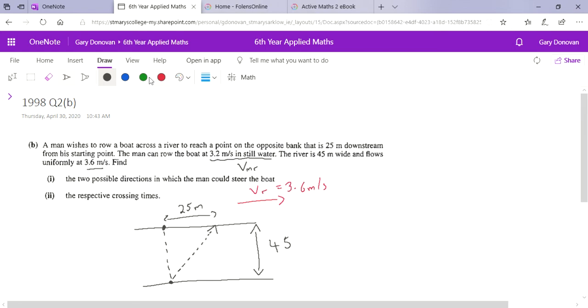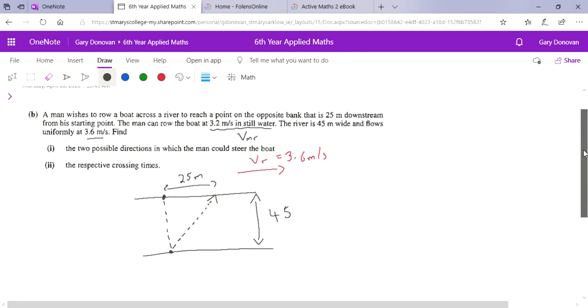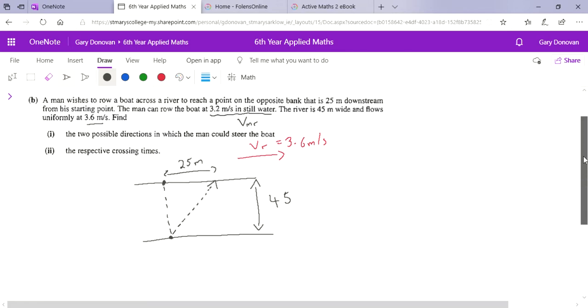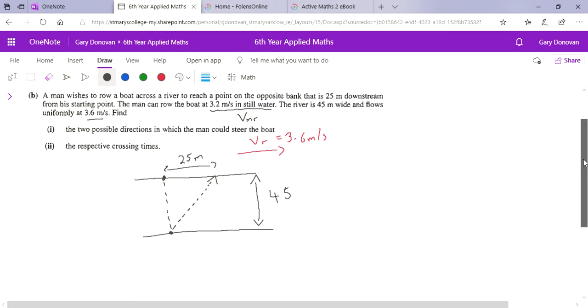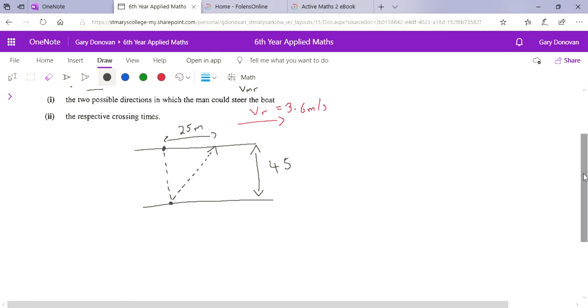And usually they tell you it's parallel to the bank, but in this case they didn't, but you can assume that. Find the two possible directions in which the man could steer the boat. So the trick here is that you can have a different diagram for your displacements and your velocity. So the diagram I've done here already, that's displacement really. And it's showing us that the man is going to follow that path that's 45 meters up and 25 meters to the right.